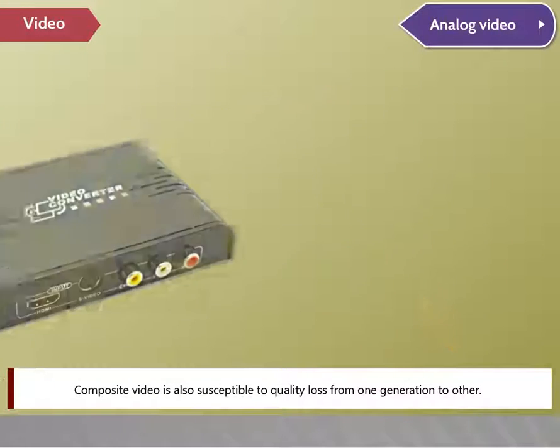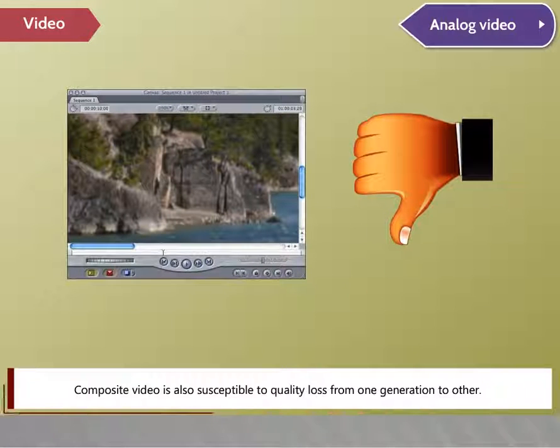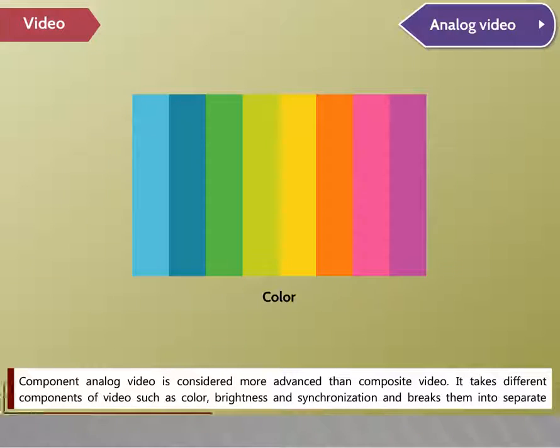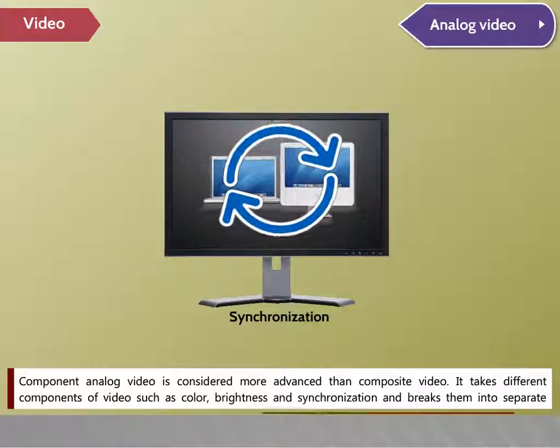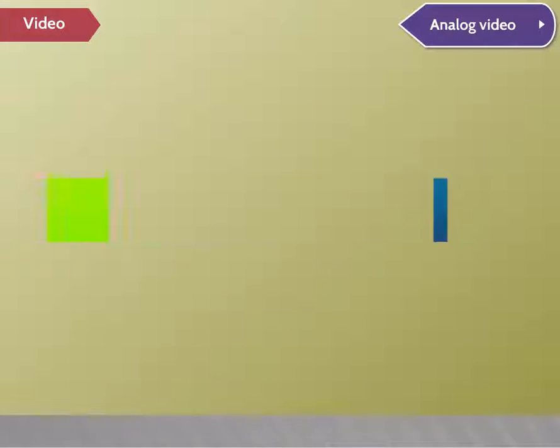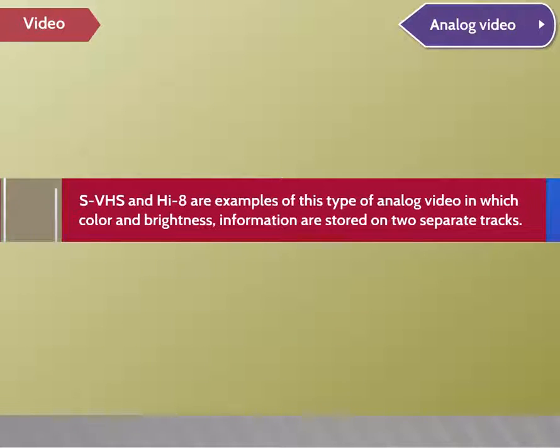Composite video is also susceptible to quality loss from one generation to another. Component analog video is considered more advanced than composite video. It takes different components of video such as color, brightness and synchronization and breaks them into separate signals. SVHS and HI8 are examples of this type of analog video in which color and brightness information are stored on two separate tracks.